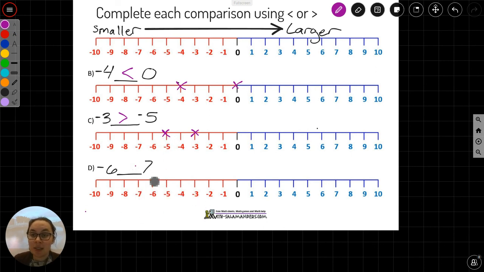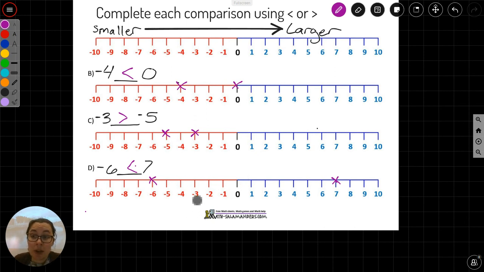Negative 6, right here. And positive 7, way over here to the right. Which means, if it's this far to the right, that means it's much bigger than negative 6. Which means that negative 6 is the lesser number. The opening of our symbol is going to look towards it. It's the less than symbol. Negative 6 is less than 7. 7 is greater than negative 6. Negative 6 is less than 7.